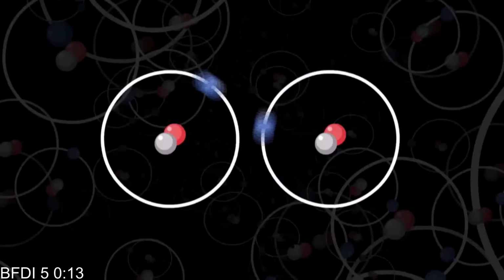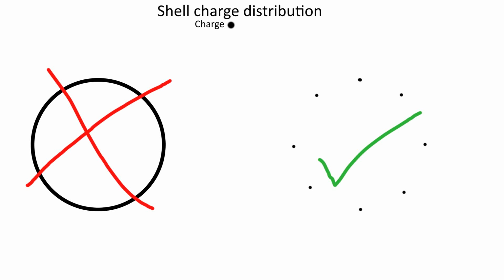Back to BFDI 5, we see that the red particle is next to the gray particle in the atom, so there is likely an attractive force between them. We also see that the blue particles are attached to the shell, so there is an attractive force between blue particles and shells. However, in my theory, a shell's charge isn't distributed uniformly throughout the entire shell.